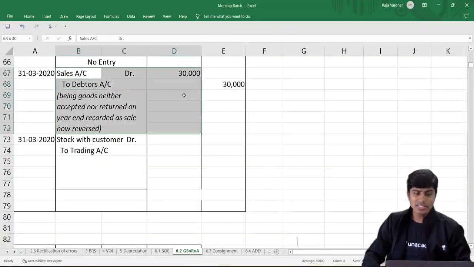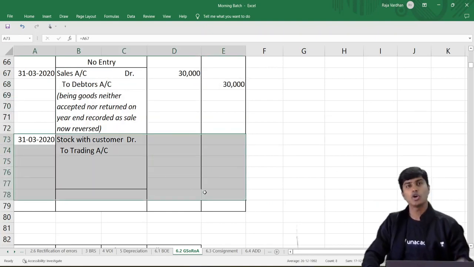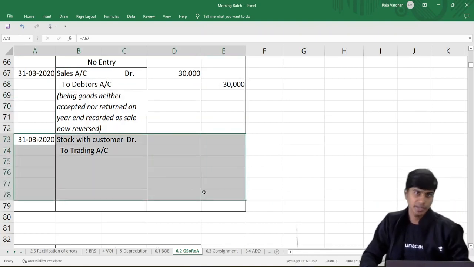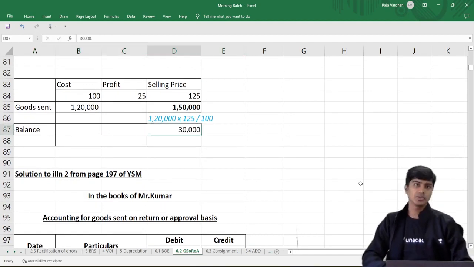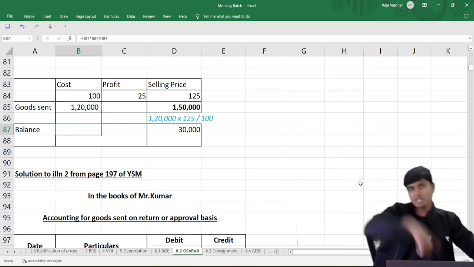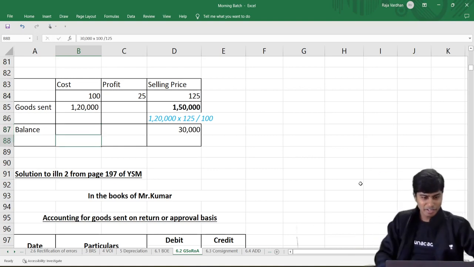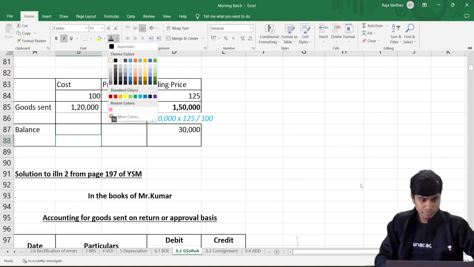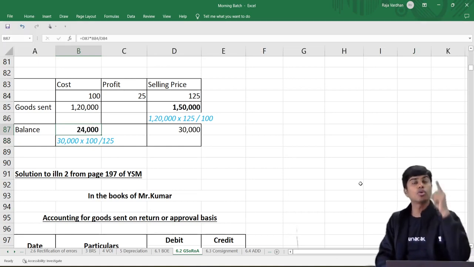At 30,000 selling price, we reverse the sales entry, but when we try to record it into our stock, we need to do it at cost price. How do we do it? Come back to this working. The balance of the goods at selling price is 30,000. How much is its cost? Simple. Again, do the same old cross multiplication. 30,000 into 100 divided by 125 will give you the answer as 24,000.